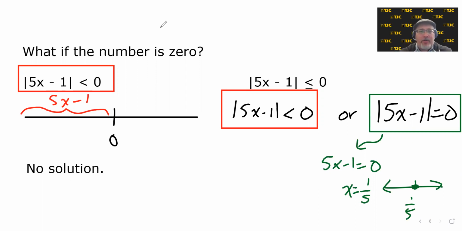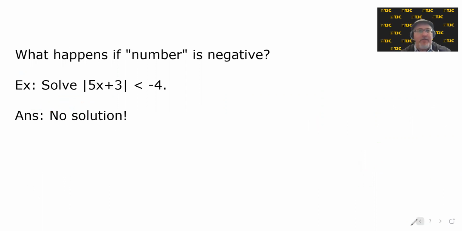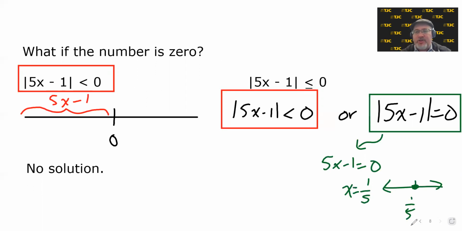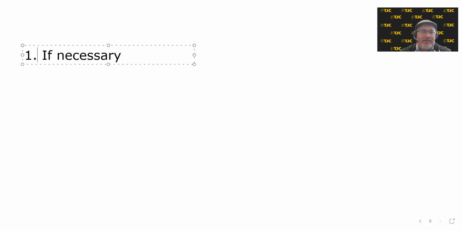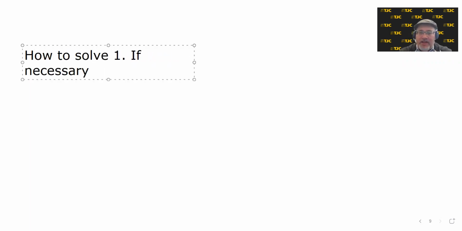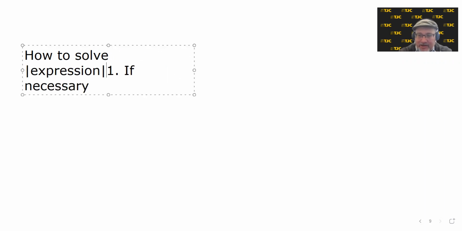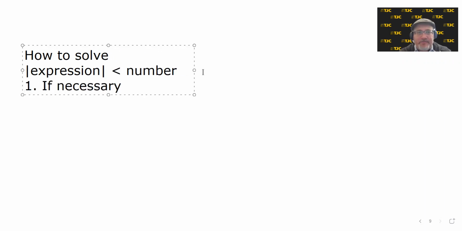All right, so I think we've covered all the bases here. So let's just summarize everything we know about solving an absolute value less than problem. So number one, actually, let's title this, how to solve absolute value of an expression is less than a number. Sorry, I'm freezing up here for a second, folks. How to solve absolute value of an expression is less than a number.